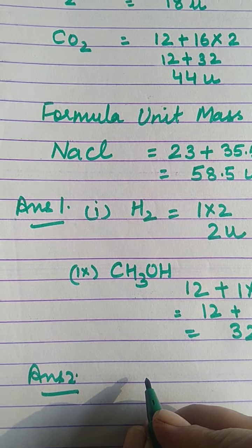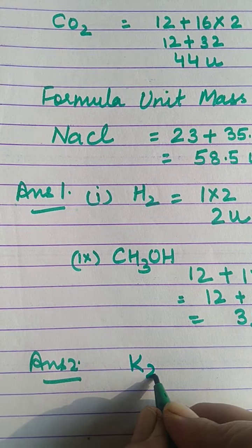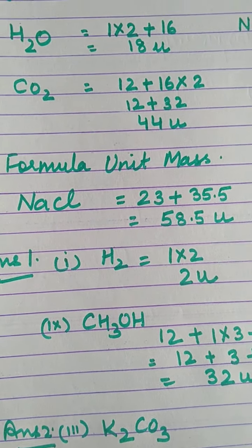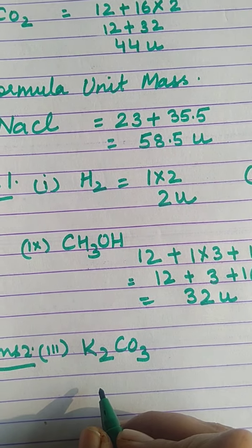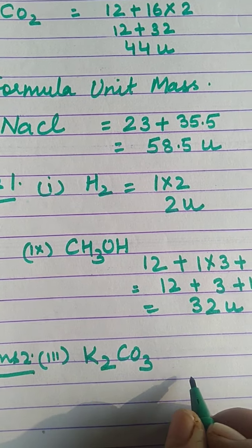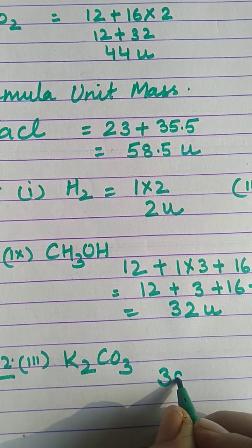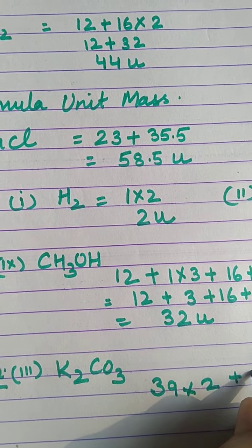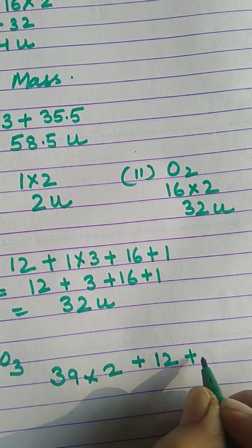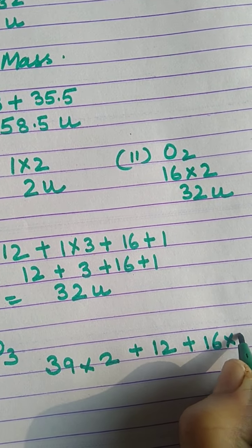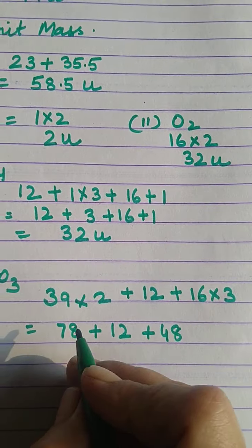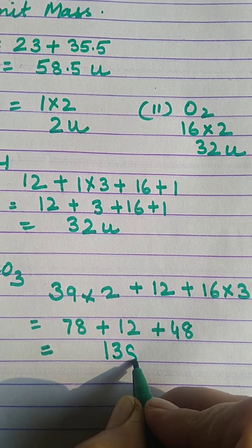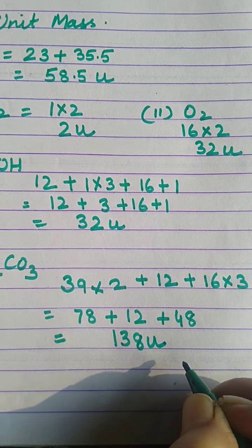For example, the last one, potassium carbonate. Right? So, the atomic masses are given in the question. Atomic mass of potassium is 39 into 2 plus carbon 12 plus O3, 16 into 3. You add up their masses, it will be 138.